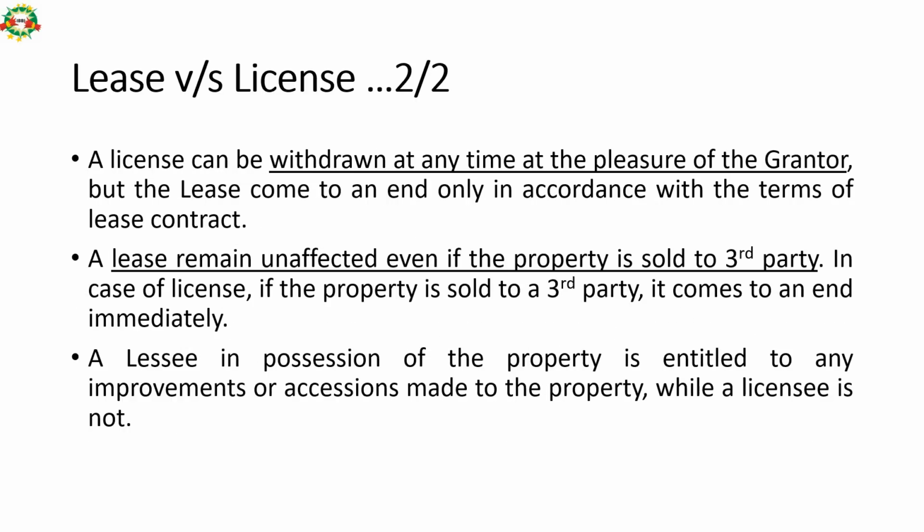The license can be withdrawn at any time at the pleasure of the grantor. Whoever was given the license, the owner, the landlord, can withdraw the license. But the lease can come to an end only in accordance with the terms of the lease contract. The lease remains unaffected even if the property is sold to a third party. So if I have sold the property to a third person, the lease will continue. In case of a license, if the property is sold to a third person, it comes to an end immediately.